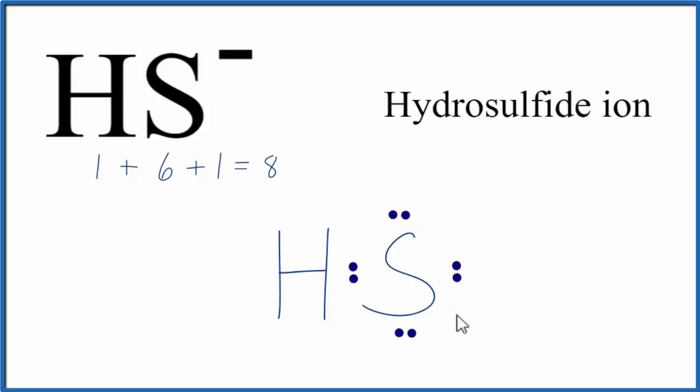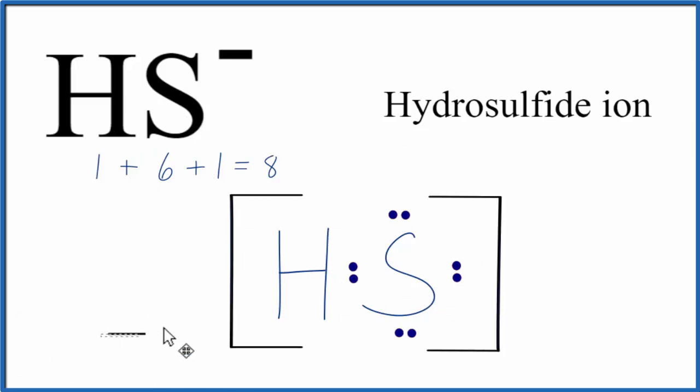So this is the Lewis structure for HS-. Because it's an ion, we should put brackets around it, and then a negative sign outside to show that it's a -1 ion.